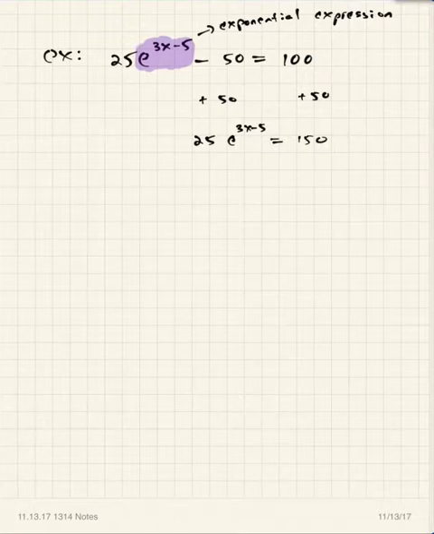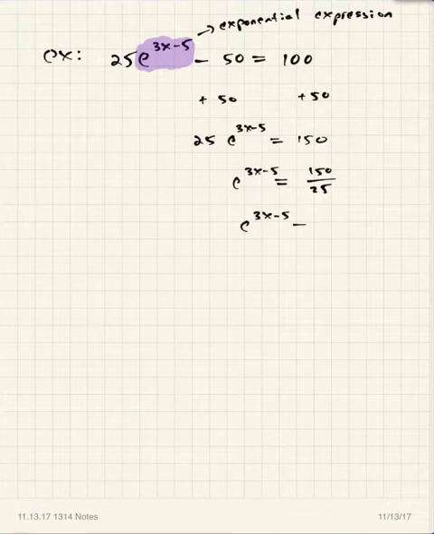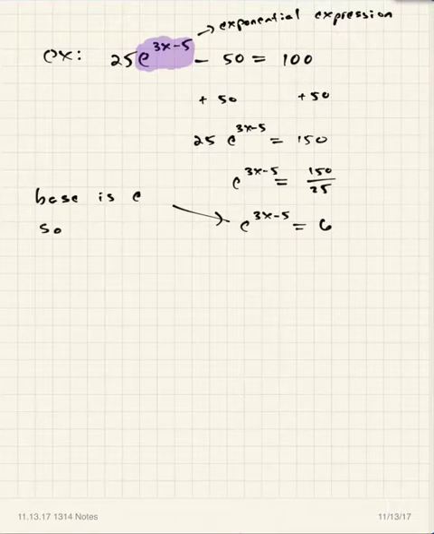And then go ahead and divide both sides by 25. And you have e to the 3x minus 5 equals 150 divided by 25. And 150 divided by 25 is 6. So you have e to the 3x minus 5 equals 6. So you want that exponential expression by itself before you use properties of logarithms. And on this problem, the base of the exponential expression is e. And since the base is e, use natural log on both sides of the equation. So use ln on both sides.